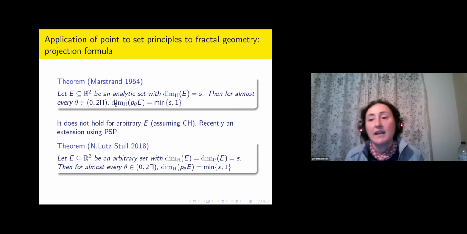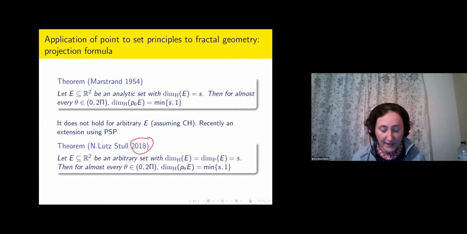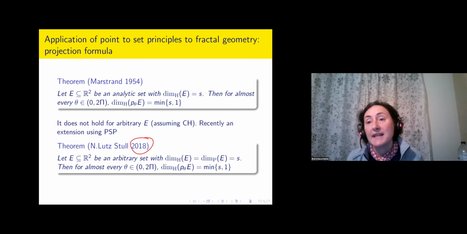And one of the very first applications of this point-to-set principle was a theorem by Neil Lutz and Don Stull that extends this Marstrand projection theorem from analytic sets to sets for which packing dimension and Hausdorff dimension both coincide. This proof is completely done using Kolmogorov complexity, using effective dimension.